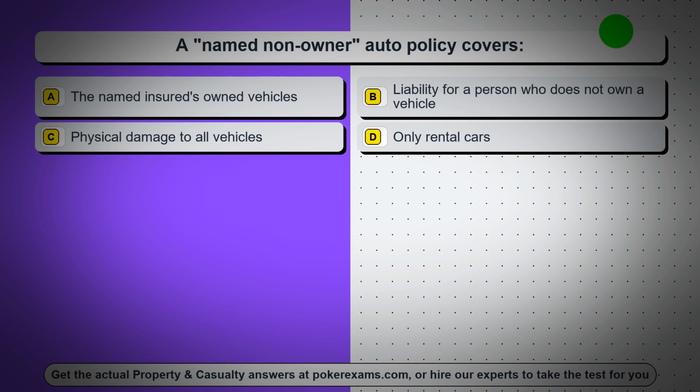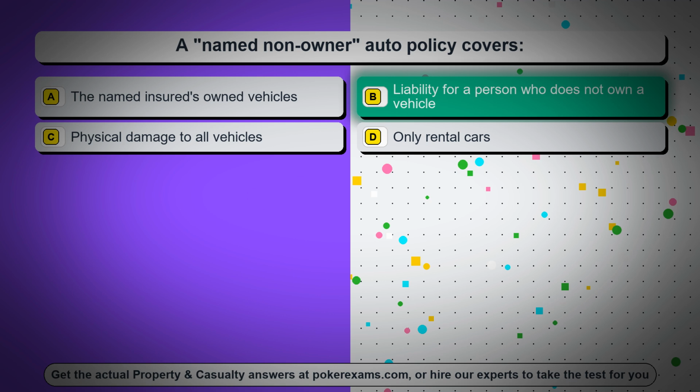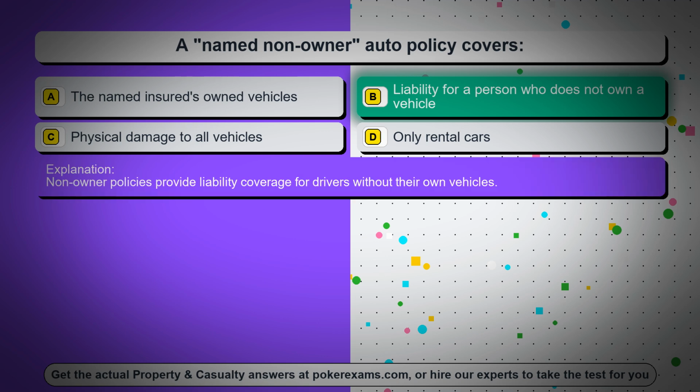Question 40. A named non-owner auto policy covers: option A, the named insured's owned vehicles. Option B, liability for a person who does not own a vehicle. Option C, physical damage to all vehicles. Option D, only rental cars. The correct answer is option B, liability for a person who does not own a vehicle. Non-owner policies provide liability coverage for drivers without their own vehicles.